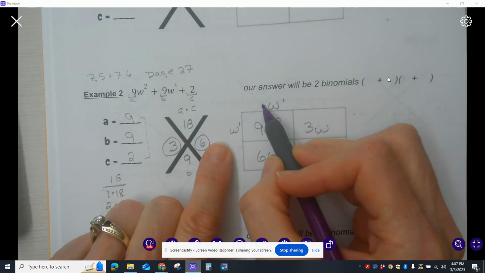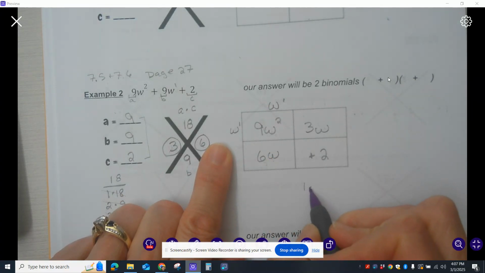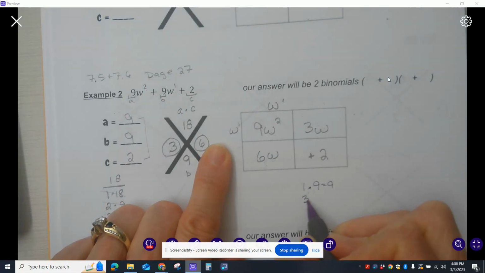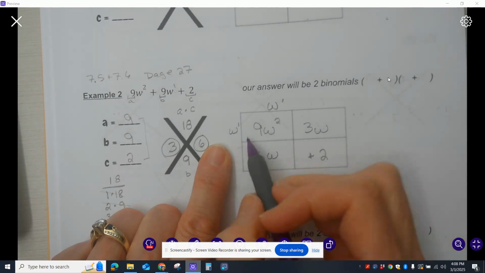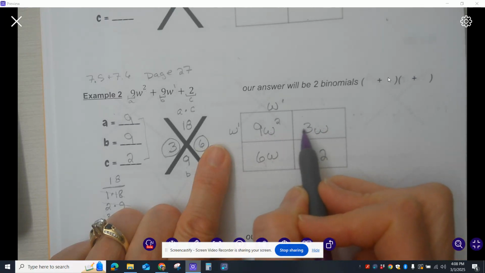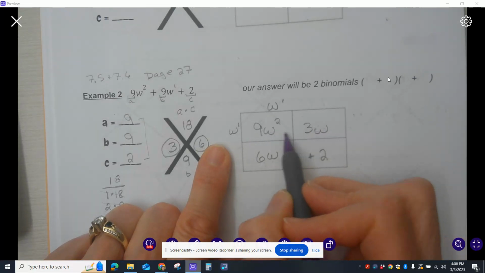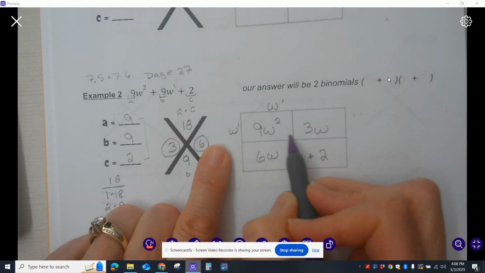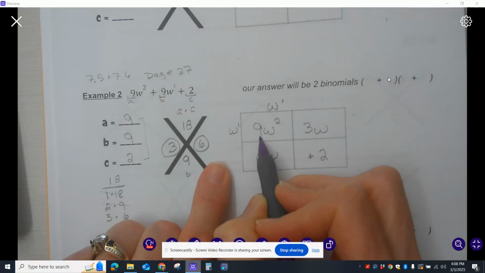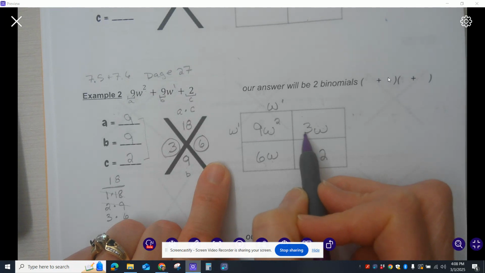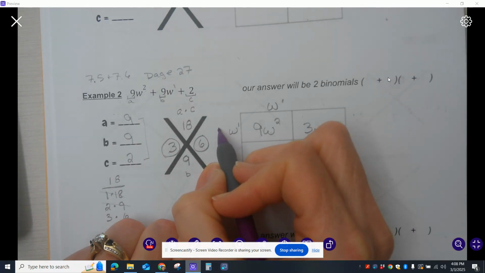Now here, there's different numbers that multiply to give me 9, right? 1 times 9 gets me 9, or 3 times 3 gets me 9. So I got to figure out which one do I want to use. Well, I want you to look across this column right here. If you were looking for a common factor between 3 and 9, you would say, oh, 3 divides into 3 and 3 divides into 9.